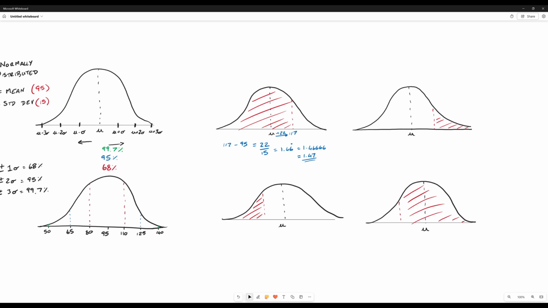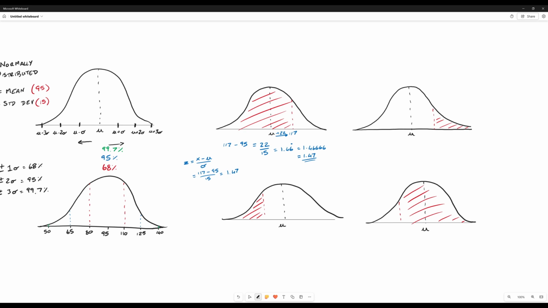Now I kind of hid this from you, but that's just what you would get from doing the formula Z equals X minus mu over sigma, because all you would do is say X is the number in question, so it's 117, mu is the average of 95, and sigma is the 15. And if you do that on your calculator, you would get the same answer, right? So you can just do that.